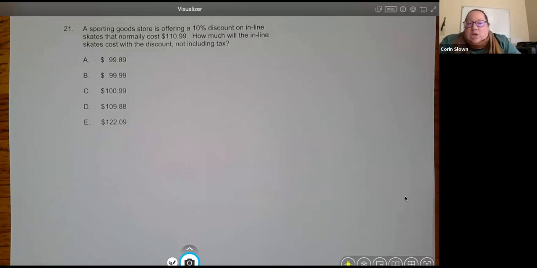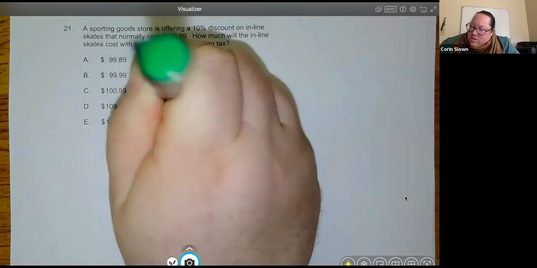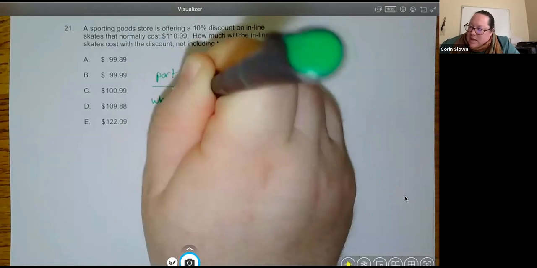So we're going to take a look at problem 21. It says a sporting goods store is offering a 10% discount on inline skates that normally cost $110.99. How much will the inline skates cost with the discount, not including tax? To solve this problem, we need to take the information given and make sense of it. The first piece of information is a 10% discount. Remember that a percent is just the part of the whole, and so that's 10 out of 100.